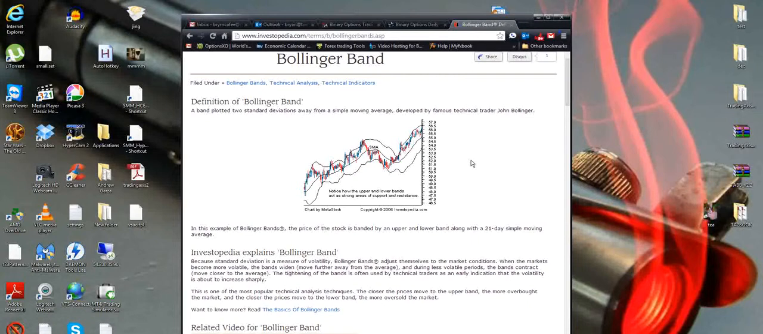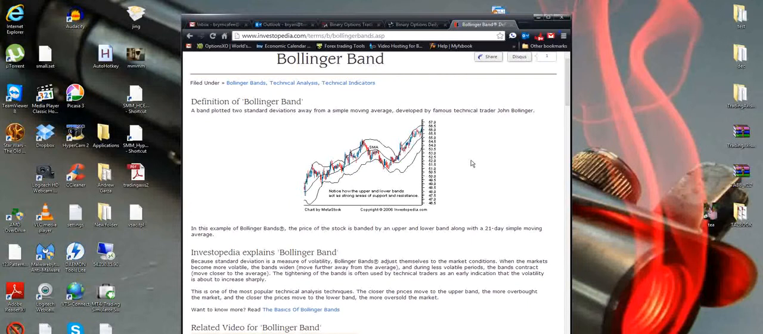So today, like I mentioned, Bollinger Bands. They are a pretty simple tool to use and one of the more widely used tools. They can be used for binary options two different ways: predict reversals or predict breakouts. So follow the trend or predict a reversal, basically.